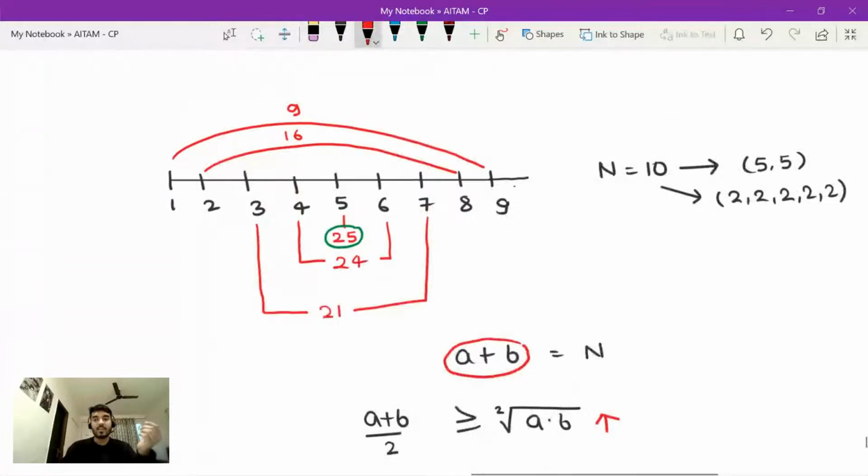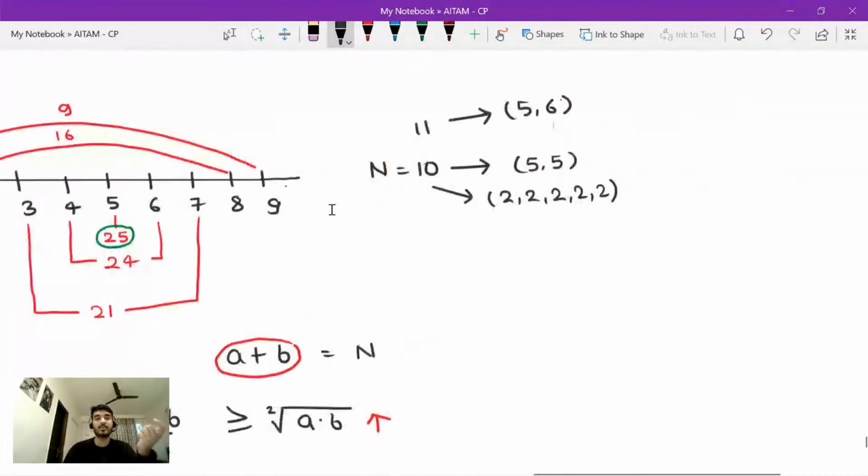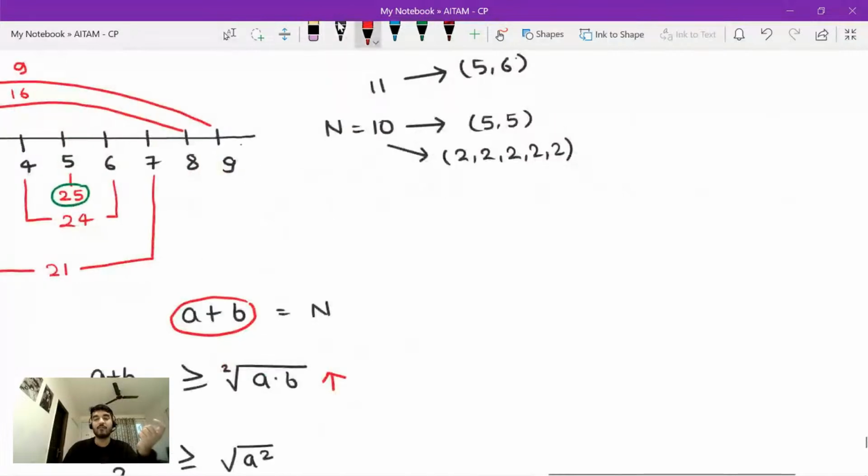Now some of you might be wondering, in case there is some remainder, let's say if it was 11. In this case the maximum result you will get is 5 comma 6. If there is some remainder, then you can add this remainder to any item to get the maximum. Now some of you might be wondering which result to select, because this product is 25 but this one is 32. So which result should I select?